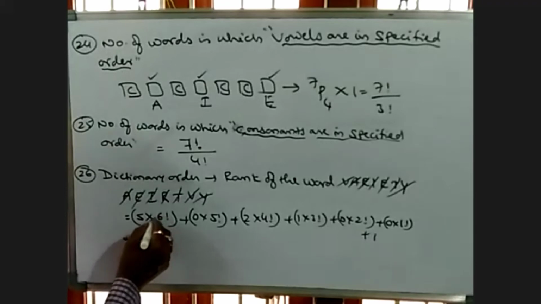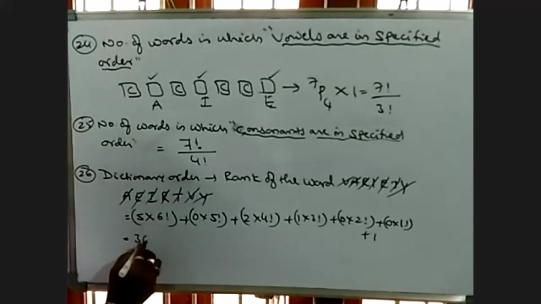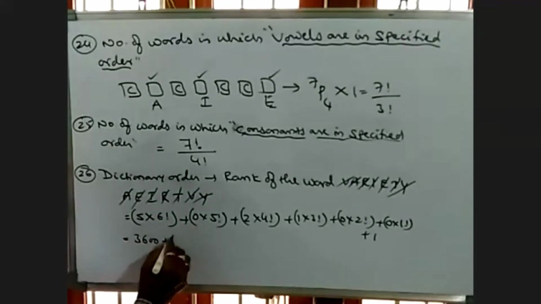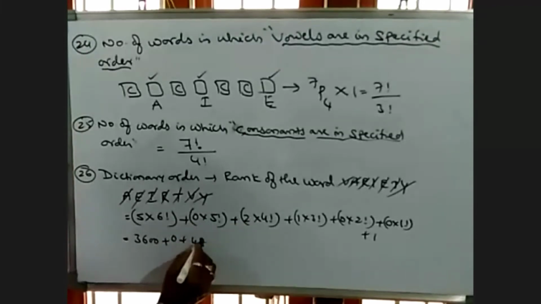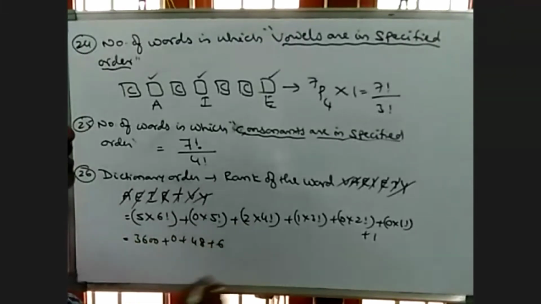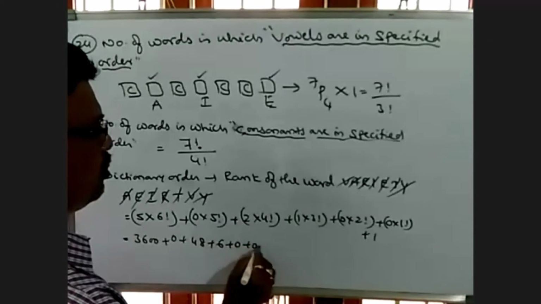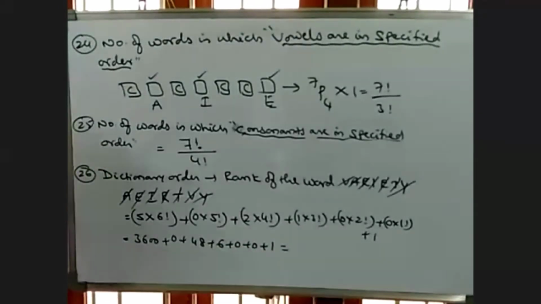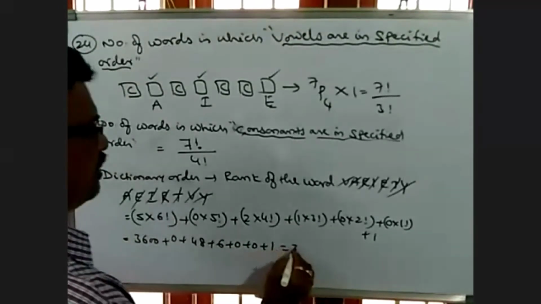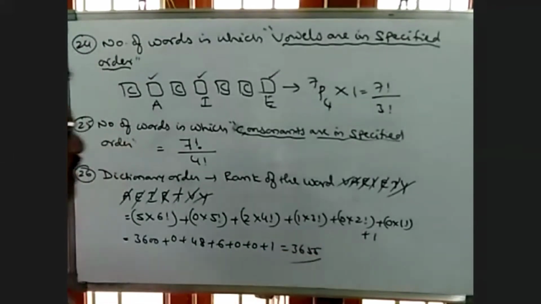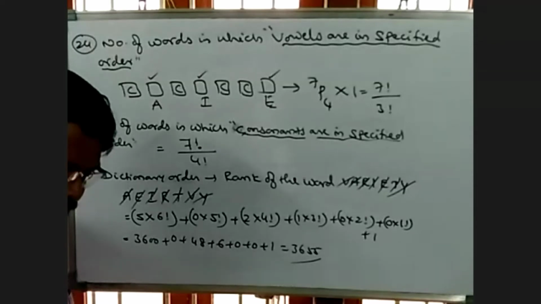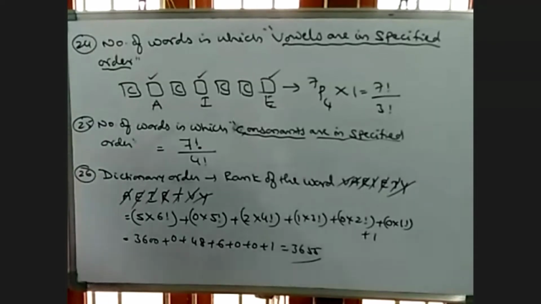Already you know, 6 factorial is 720 into 5, that is nothing but 3600. Plus this is 0 only. 24 into 2, 48. And 1 into 6, 6. And this is 0 plus 1. So 1 plus 6, 7, plus 48, 55. 3655 is the rank of the word VARIETY. Because in total 5040 words we are forming, arranged in dictionary order, the rank of the word VARIETY is 3655.